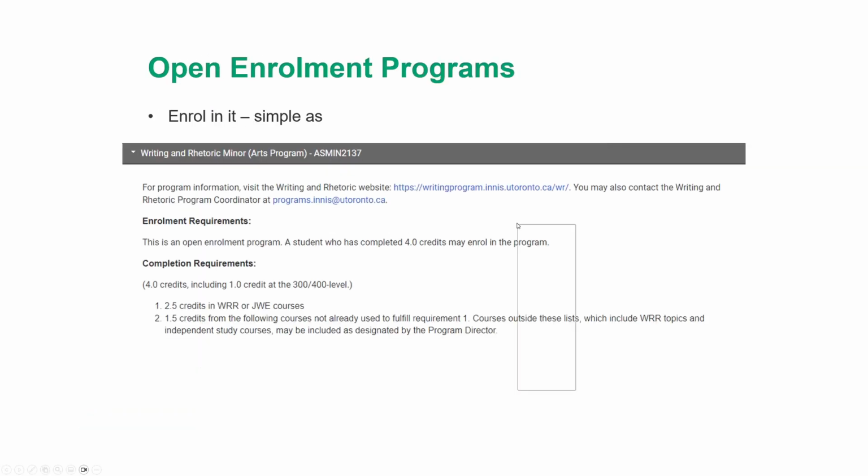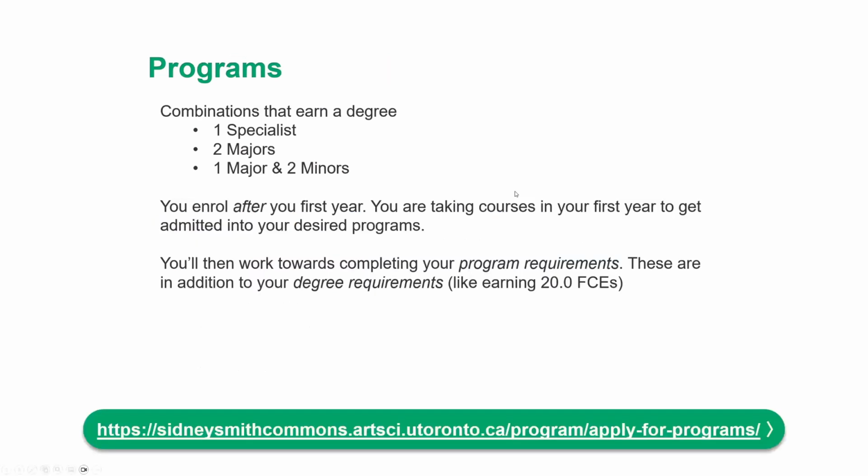So this should be review. But the programs that you need to take to earn a degree, there's 3 combinations, one of which is a specialist, one of which is 2 majors, one of which is 1 major and 2 minors. You're going to be enrolling in these programs after your first year.